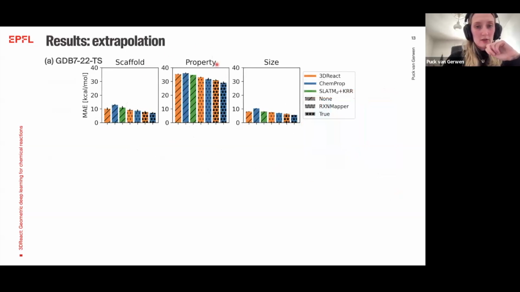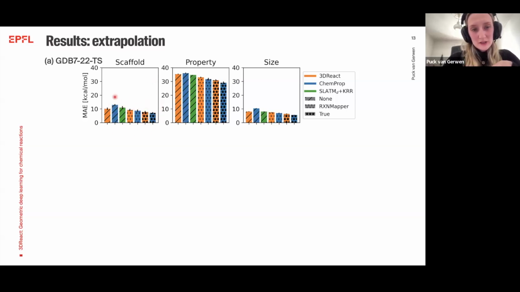So yeah, here I have the results for the 3 different splits, where orange is 3D React, blue is the 2D graph model, and green is the 3D structure-based fingerprints, and then the stars are the true maps, the dots are the reaction mapper, and the dashes are none, so the no maps. And the first thing to notice is that actually the difference between the mapping modes gets smaller. And aside from that, the difference between the models also gets smaller. So 3D React actually is competitive with Chemprop for all of the different modes already.